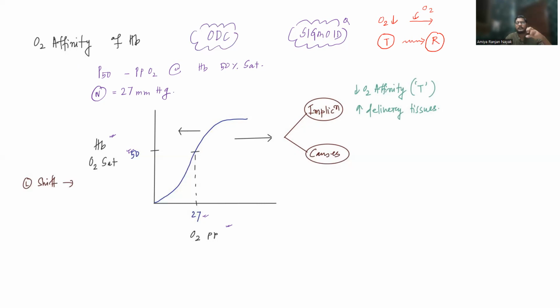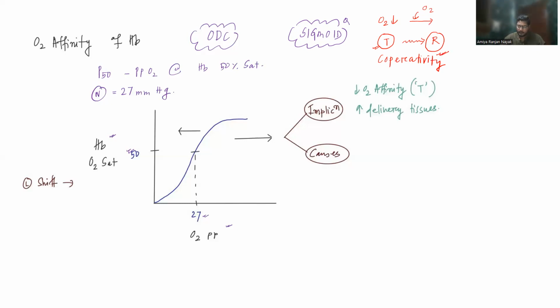So if the partial pressure of oxygen is less, the hemoglobin is less oxygenated, and it will be in a tensed form. But as you add one molecule of oxygen, it will become slightly relaxed. As you add more oxygen, it will become more and more relaxed. This is known as the phenomenon of cooperativity.